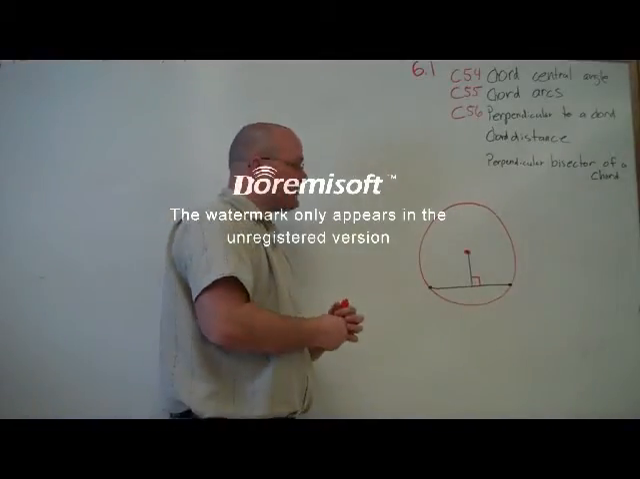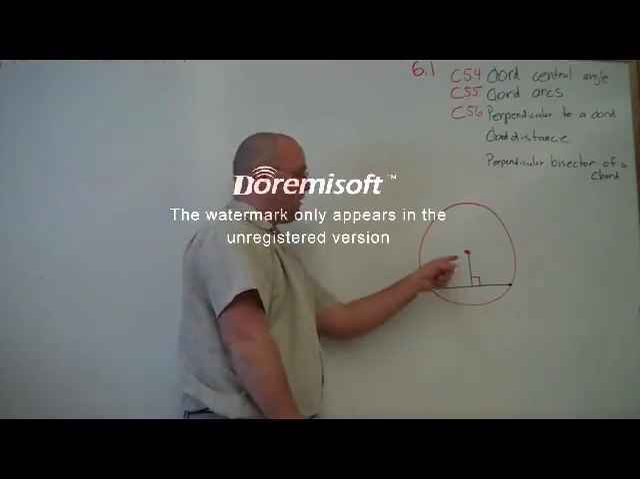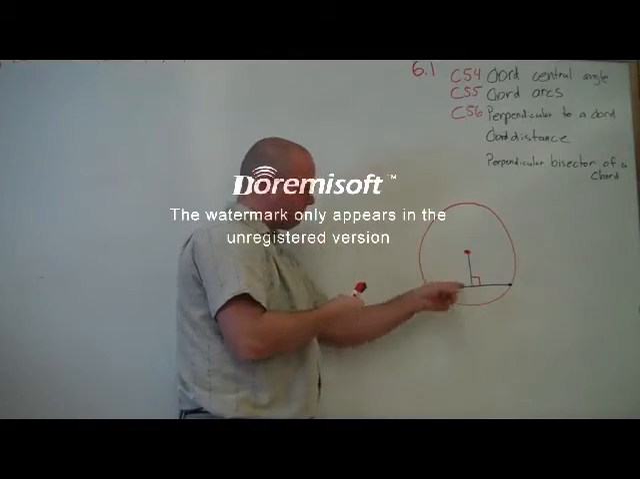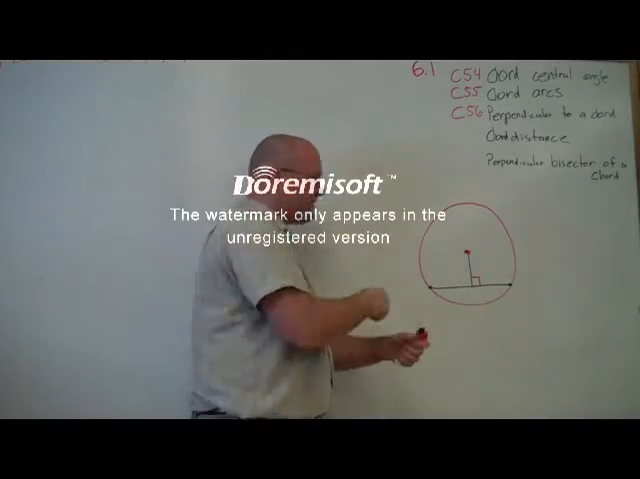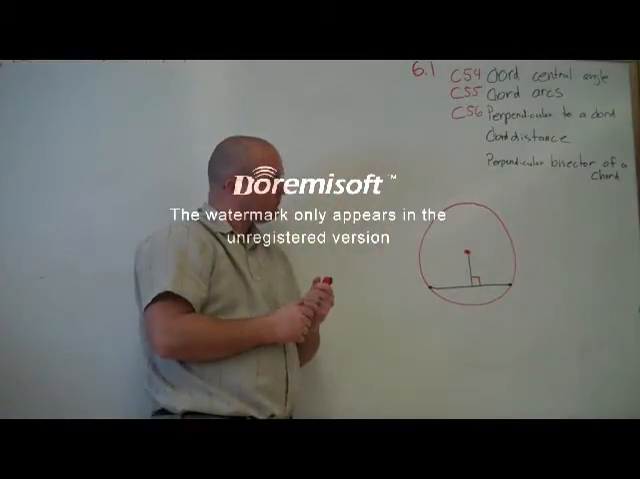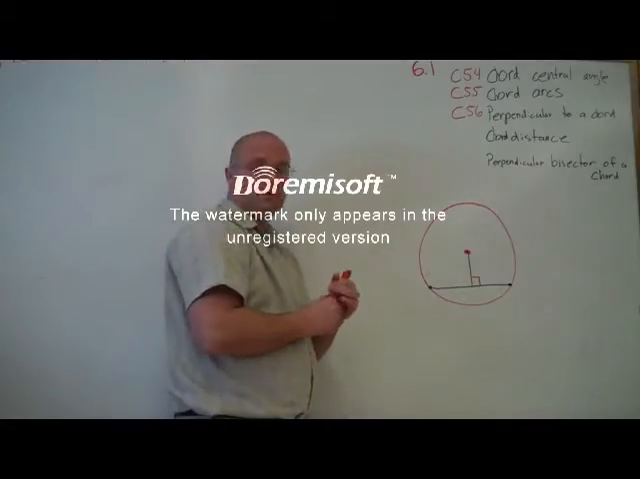So all C56 is telling us, we have a chord. We draw a line from the center of the circle to the center of the chord. That creates a 90-degree angle. That's all C56 means.